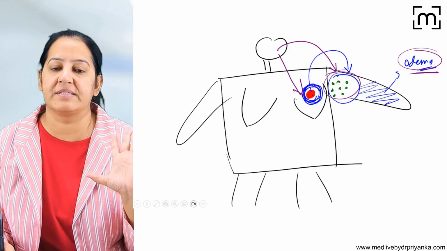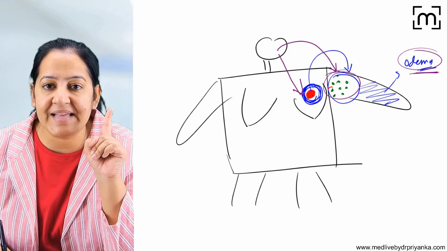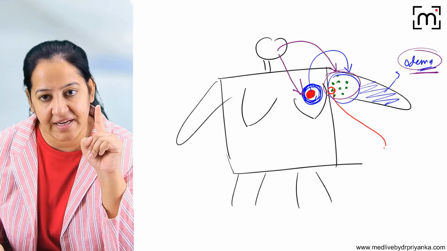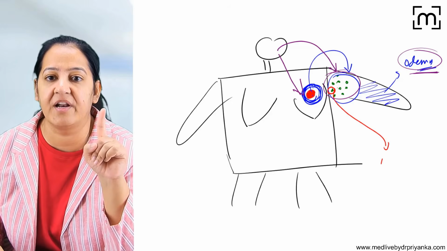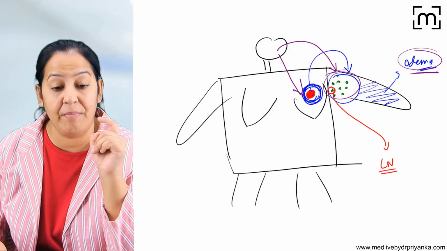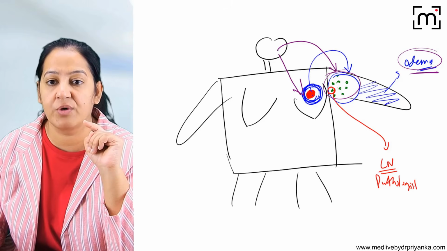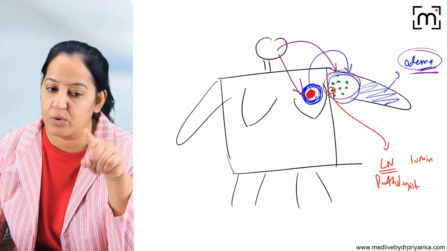So here is the role of the frozen section. The first node is known as the sentinel lymph node. The first node is taken out by the surgeon and given to the pathologist. One node, the sentinel lymph node. And the pathologist is asked to give the report within the next 10 minutes whether this node is involved or not.